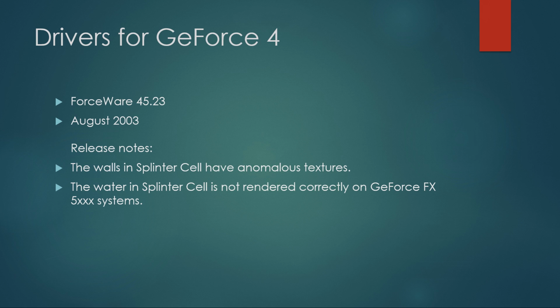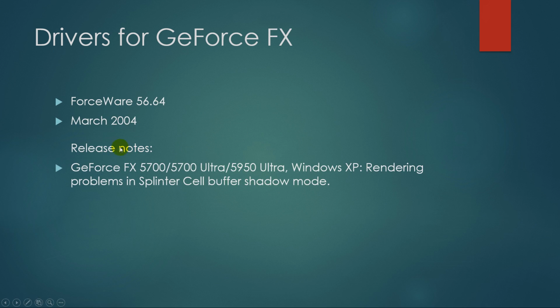And if you do play with the GeForce FX, because some of you out there might prefer the higher frame rate, despite having a few glitches here and there, if you're gonna go for the FX, I recommend the Forceware 56.64. Released March 2004, so roughly a year after the game was launched. And in the release notes, I found an entry here talking about rendering problems in buffer shadow mode. Unfortunately, it didn't fix the issue I had on the 5950 Ultra, so not quite sure what's going on there, but again, keep that in mind.